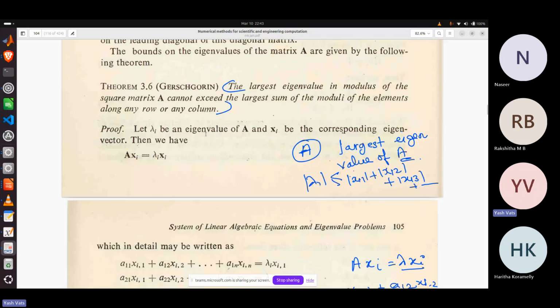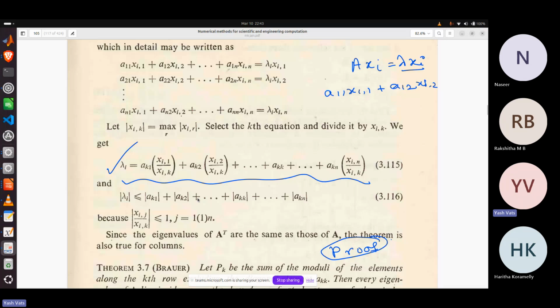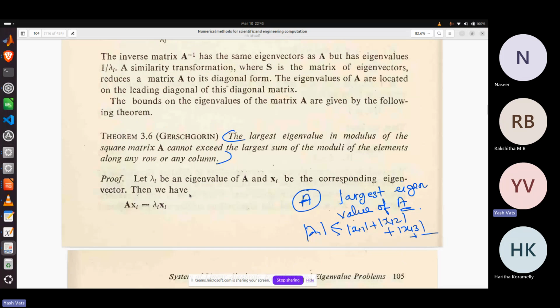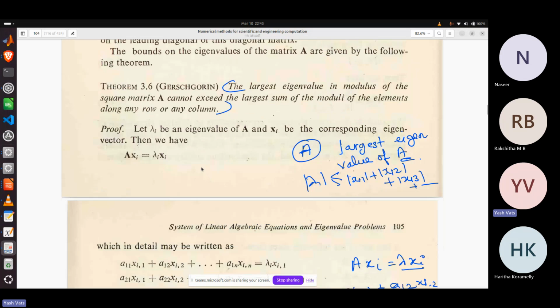So what does this theorem say? Last time I just recalled it, but now I'm proving it a bit so that it can be understandable. I hope you already know what an eigenvalue is, which I've discussed before, and eigenvectors as well. So what does it say? The largest eigenvalue in modulus of a square matrix A can't exceed the largest sum of the moduli of the elements along any row or any column.